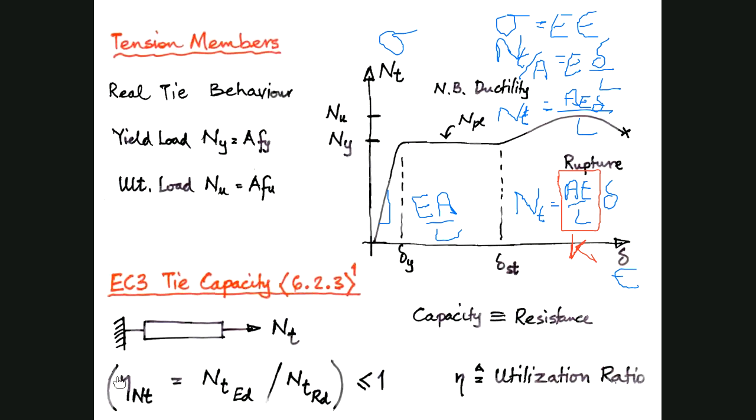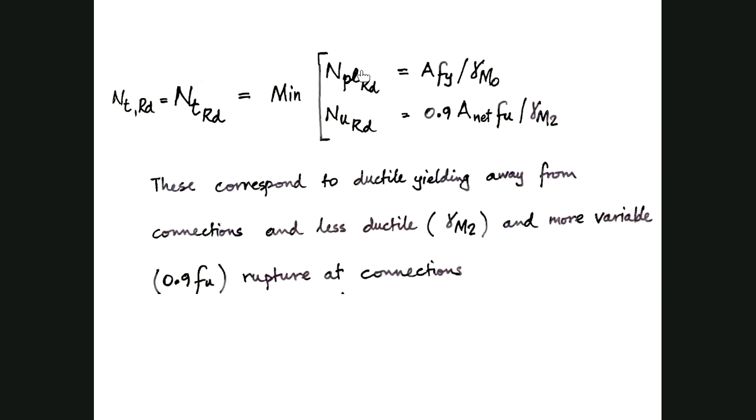Okay, and then we always check the utilization ratio, being the demand, which is the load that we put on the section here in T, divided by the resistance, and that has to be less than 1. In other words, the demand has to be less than or equal to the capacity of the section. Okay, so that's what it translates to in the code, as I said.